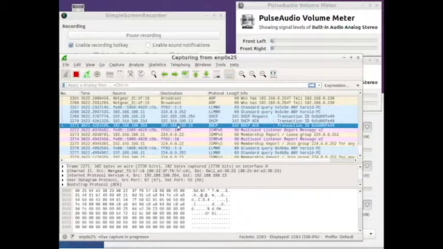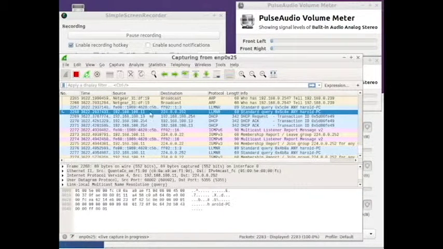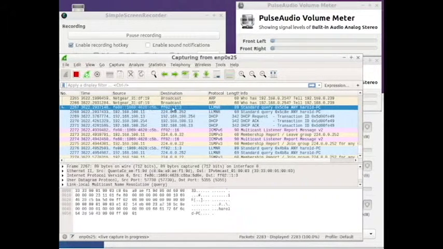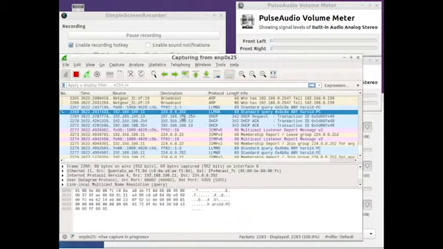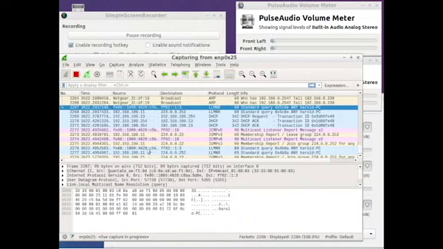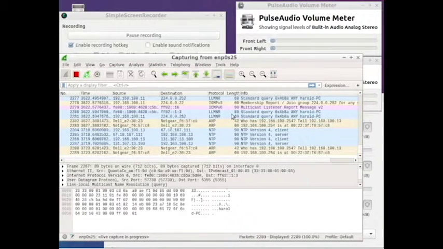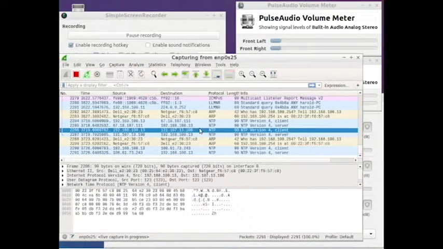I don't know what LLNR stands for. I have no idea. Here's a couple of IPv6 addresses. So these are IPv4, these are IPv6. I don't know what all this is, and I'm not going to pretend that I do. But this is the sort of chatter. NTP is network time protocol, so there's a computer trying to sync up and make sure its time is correct.